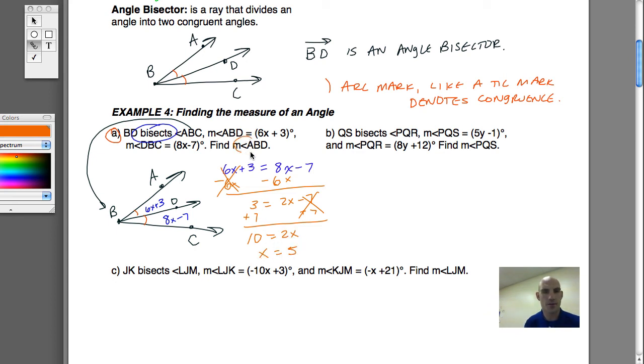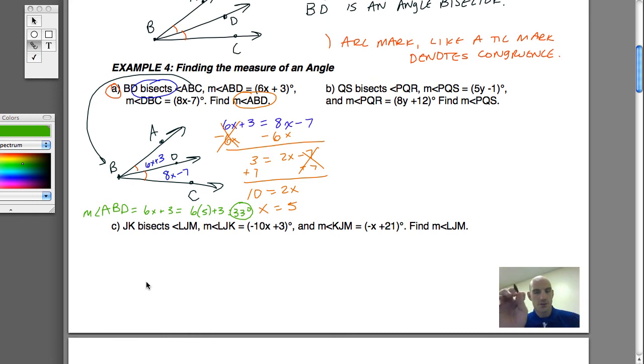I'm not done yet because I really want ABD. ABD is this smaller angle over here, so the measure of angle ABD equals 6x plus 3, which is 6 times 5 plus 3, which is 33 degrees. That's the gist of this. A lot like the angle addition postulate, or the segment addition postulate.